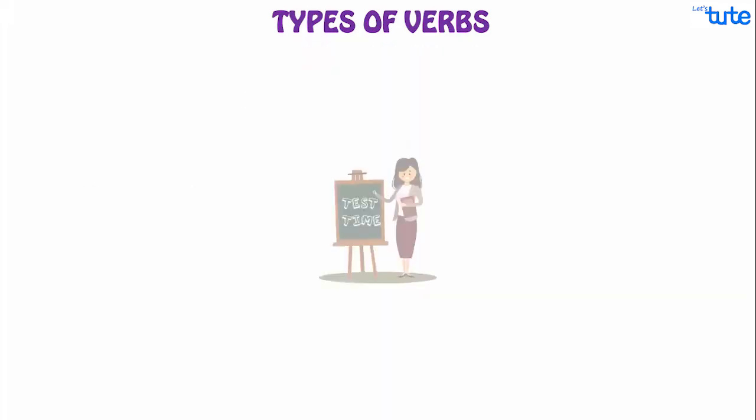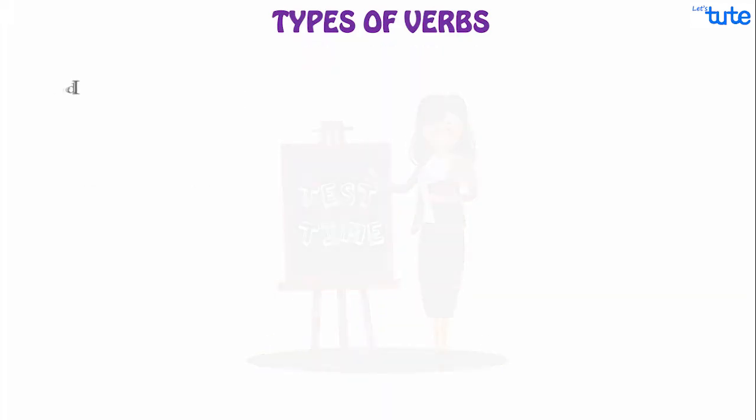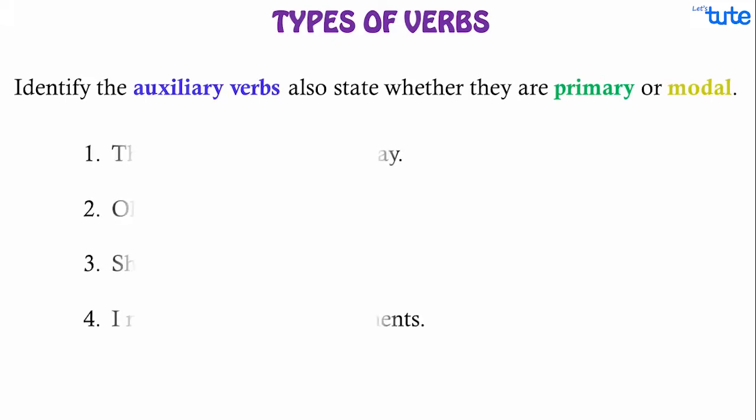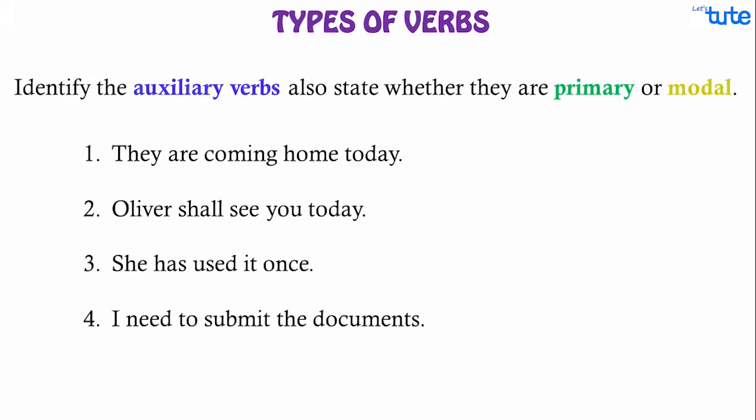Now, it's time to take a quiz. Identify the auxiliary verbs from the following statement. Also state whether they are primary or modal. Check for the ones showing time and mood respectively. Hope you have got all the answers correct.